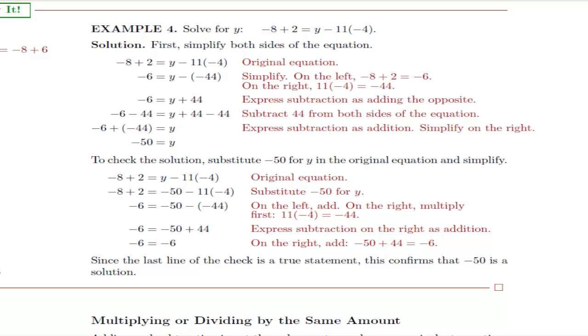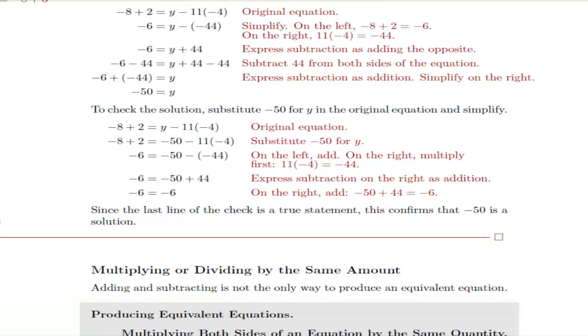To check the solution, substitute negative 50 for y in the original equation and simplify. So substituting y equals negative 50, we get negative 8 plus 2 equals negative 50 minus 11 times a negative 4. On the left side, we add negative 8 plus 2 equals negative 6, and on the right side, we'll multiply first. 11 times a negative 4 equals negative 44.